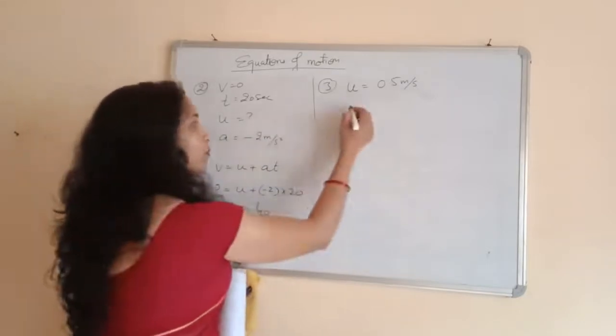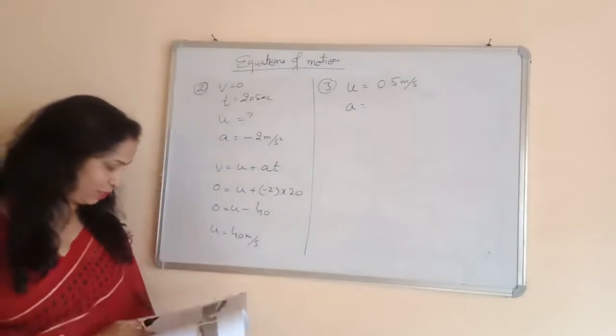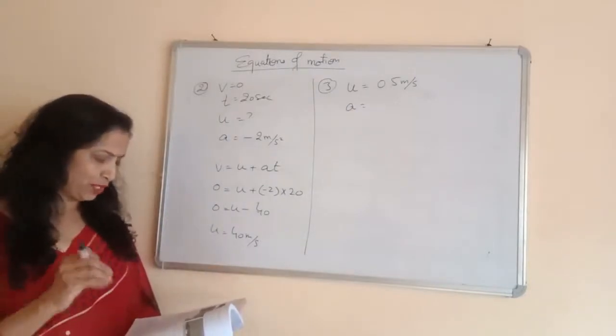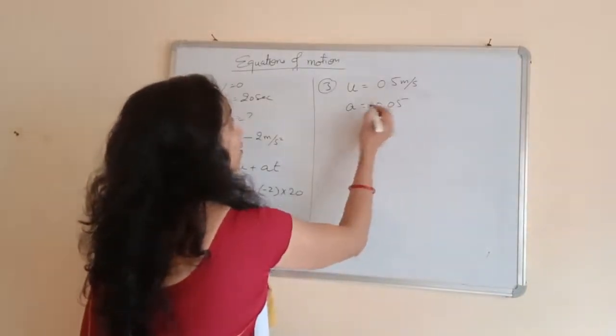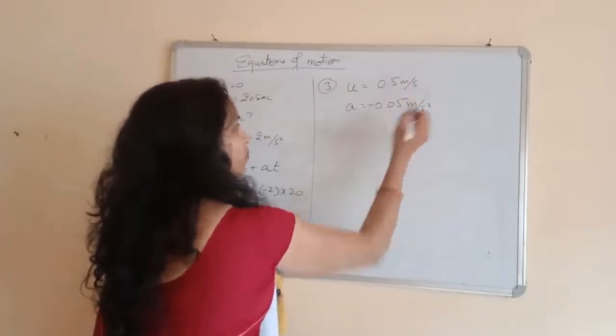So every statement has a meaning, and you have to understand the meaning of the statement. So due to the friction, its velocity decreases at the rate of 0.05 meter per second square. So the acceleration is negative 0.05 meter per second square.